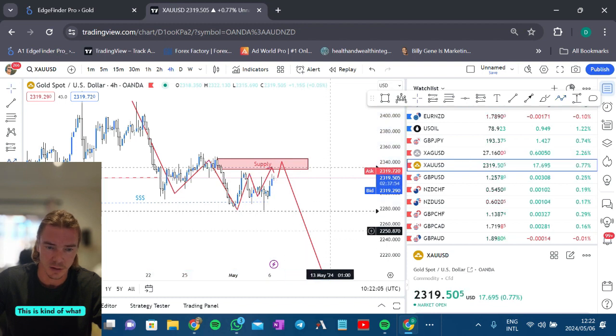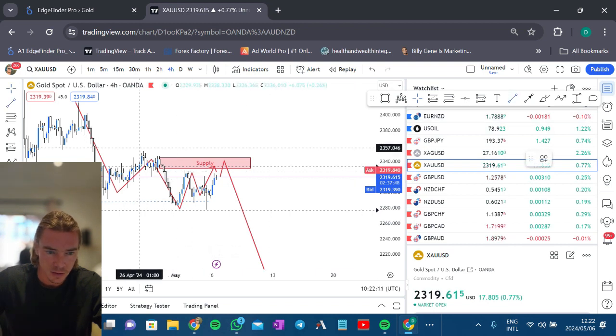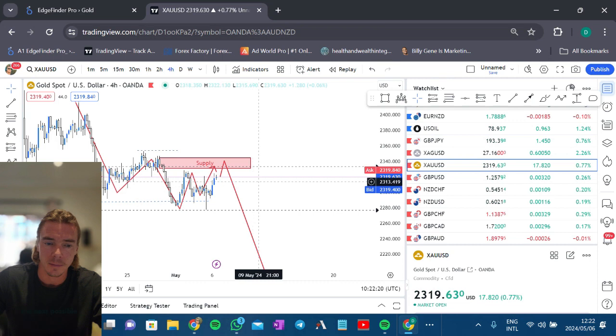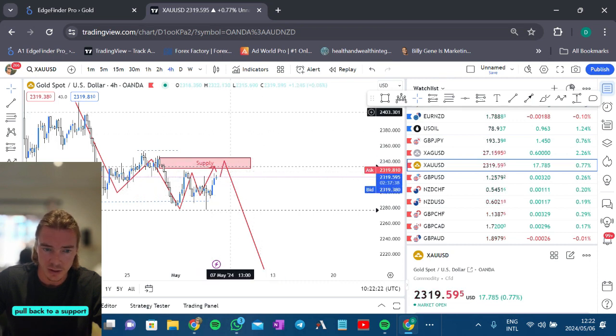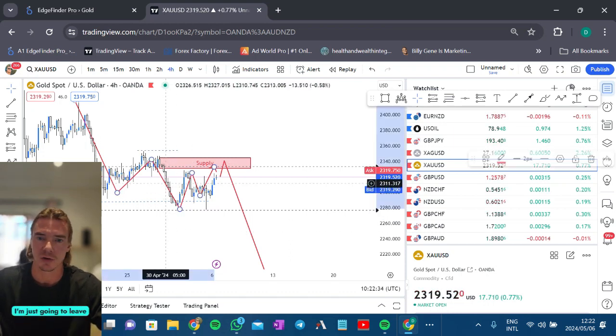This is kind of what I'm seeing, and I can be proven wrong, and that's totally cool because my risk will only be up here, guys. That is literally all I'm going to be risking from this entry to there. If it breaks through, then I know I have the next possible impulsive movement, pullback to a support structure, which will technically then become support, which will be a demand, and we will be moving upwards. But until that happens, I'm just going to leave it as it is.